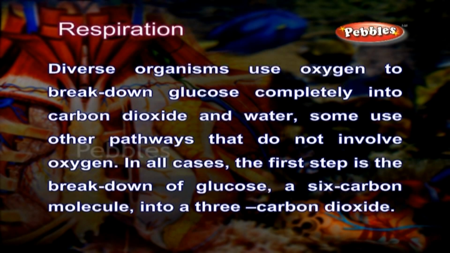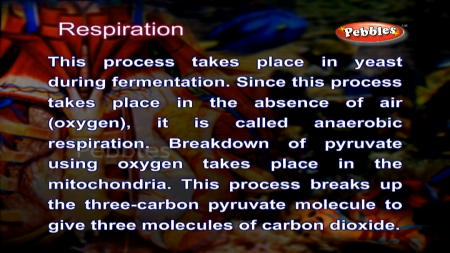Respiration. Diverse organisms use oxygen to break down glucose completely into carbon dioxide and water. Some use other pathways that do not involve oxygen. In all cases, the first step is the breakdown of glucose, a 6-carbon molecule, into a 3-carbon molecule called pyruvate. This process takes place in yeast during fermentation. Since this process takes place in the absence of air, it is called anaerobic respiration.